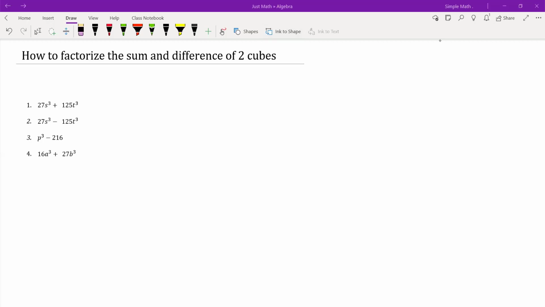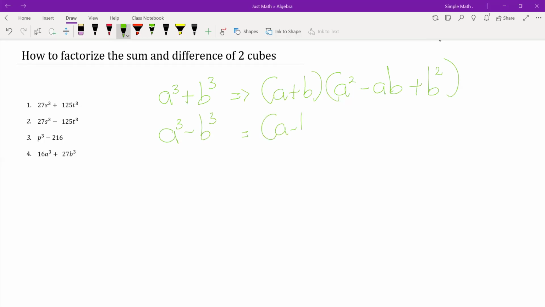Let's talk about how to factorize the sum and difference of two cubes. It's actually quite easy. So let's just have the base formula. I'm going to put it in green. So we have a cube plus b cube. When you factorize this, it's going to give you (a plus b)(a squared minus ab plus b squared). And when it's a difference, a cube minus b cube, it's going to be (a minus b)(a squared plus ab plus b squared).